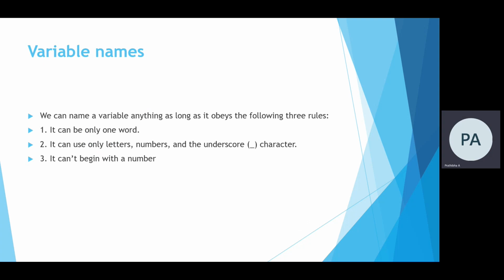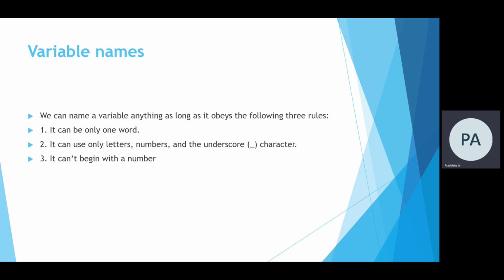So now, when I want to declare any variable, what are the things we have to take into consideration? We can name a variable anything as long as it obeys the following three rules. One is that it can be only one word, as we all know, it should be in one word. Then it can only use letters, numbers, and underscores. So you can use letters, you can use numbers, you can use underscores. It can't begin with a number.